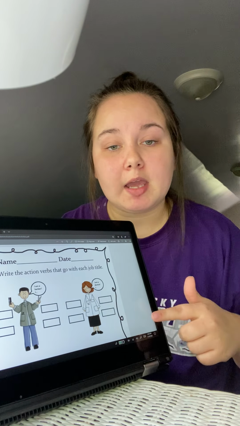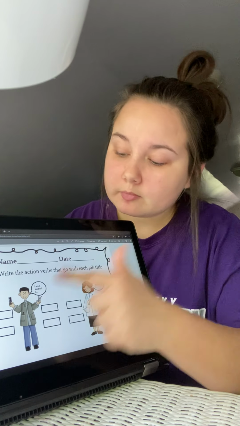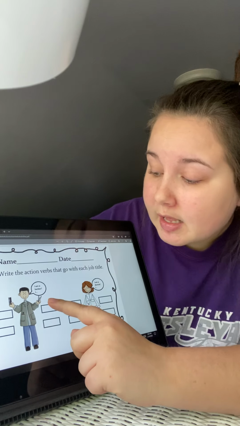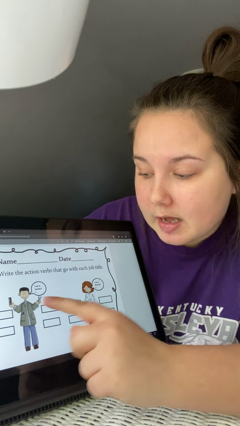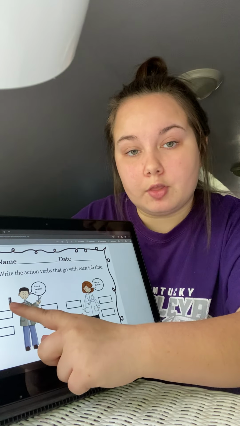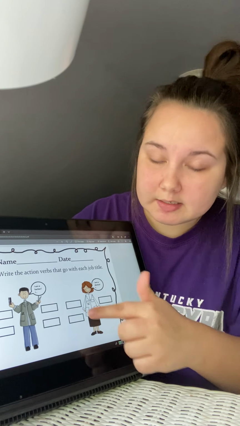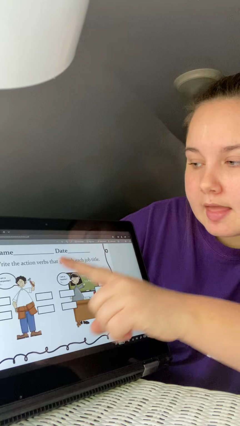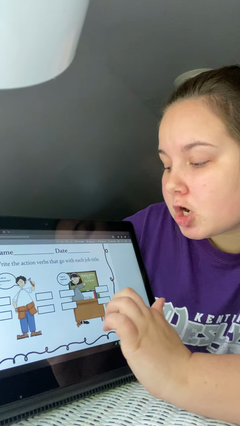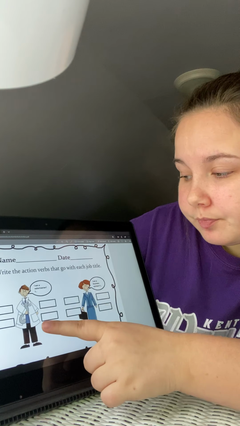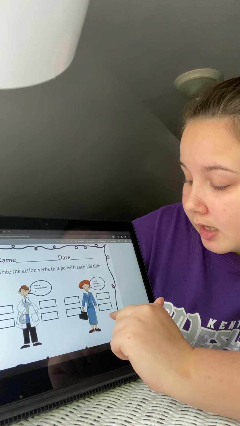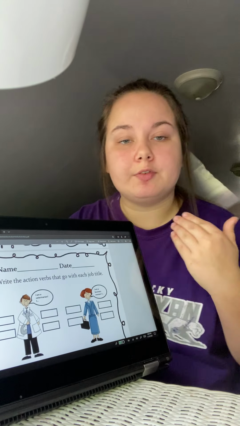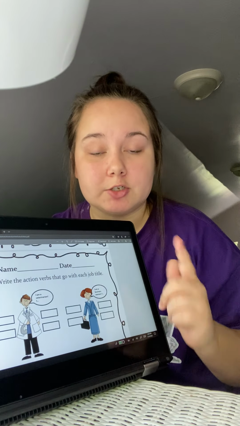So it gives you on each page 2 people, and they each have different jobs. So on this one, it says, I am a barber. So you're going to fill out those. I'm a dentist. And then you're going to fill out the verbs on that. And then it has carpenter, teacher, a veterinarian, a businesswoman. So you're just going to fill out those verbs that describe that job occupation.